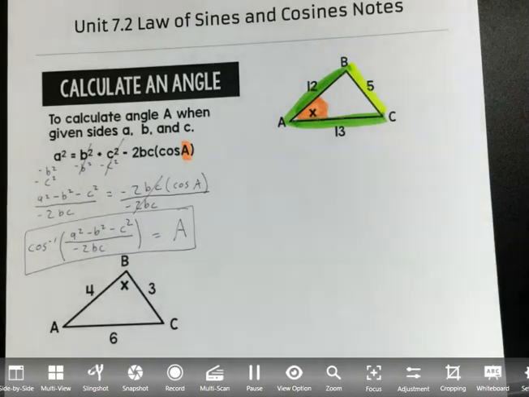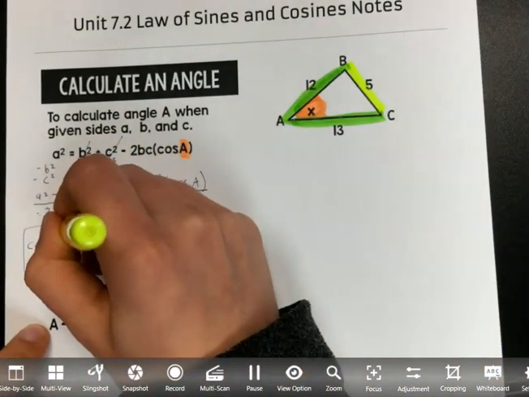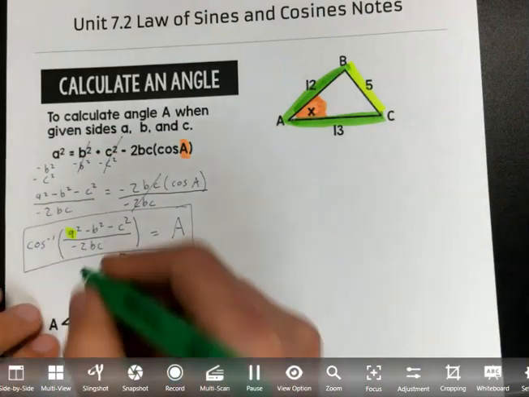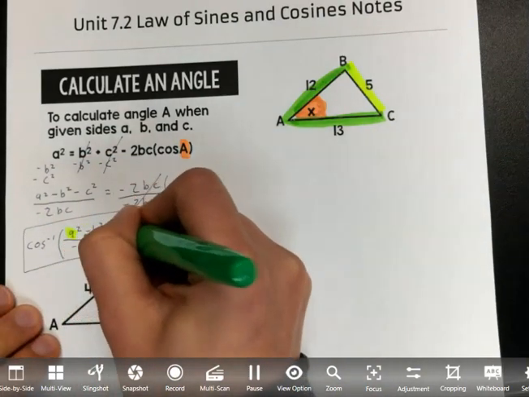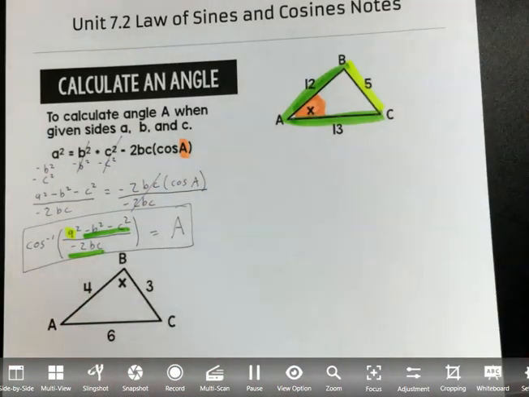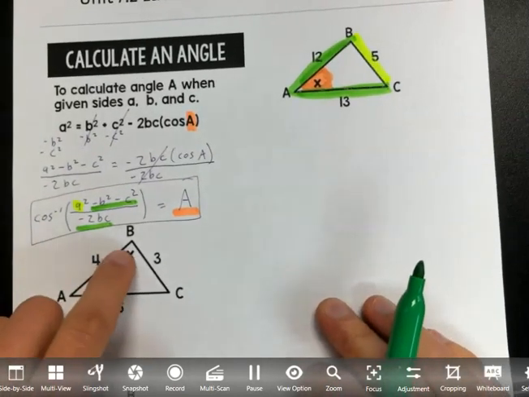So where's our greens and yellows? Let's see. My yellow piece is what I started with right here. My first letter is yellow. And then these two right here are green. These two right here are green. And then the orange is what I'm solving for. All right? So let's see if we can use this formula to solve for a missing angle.